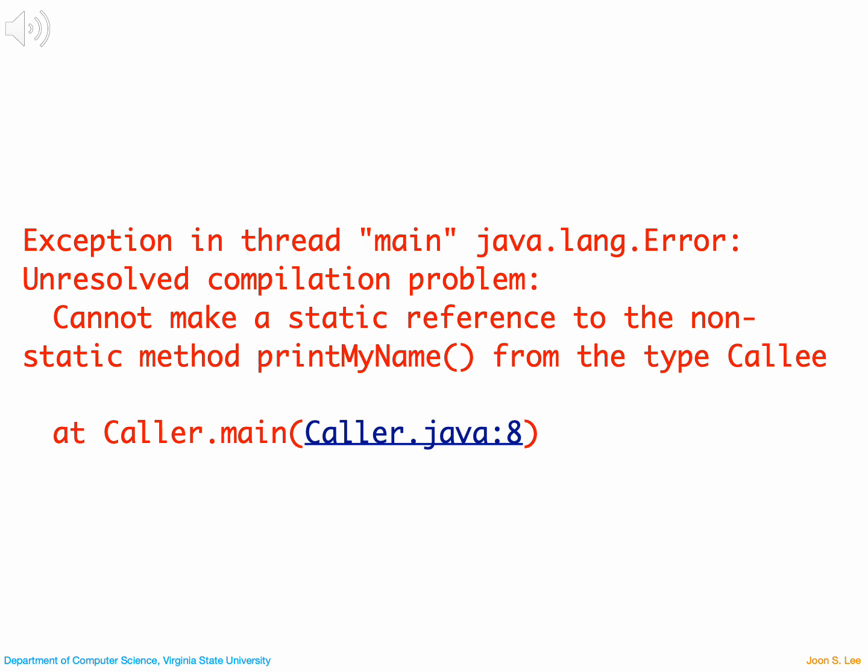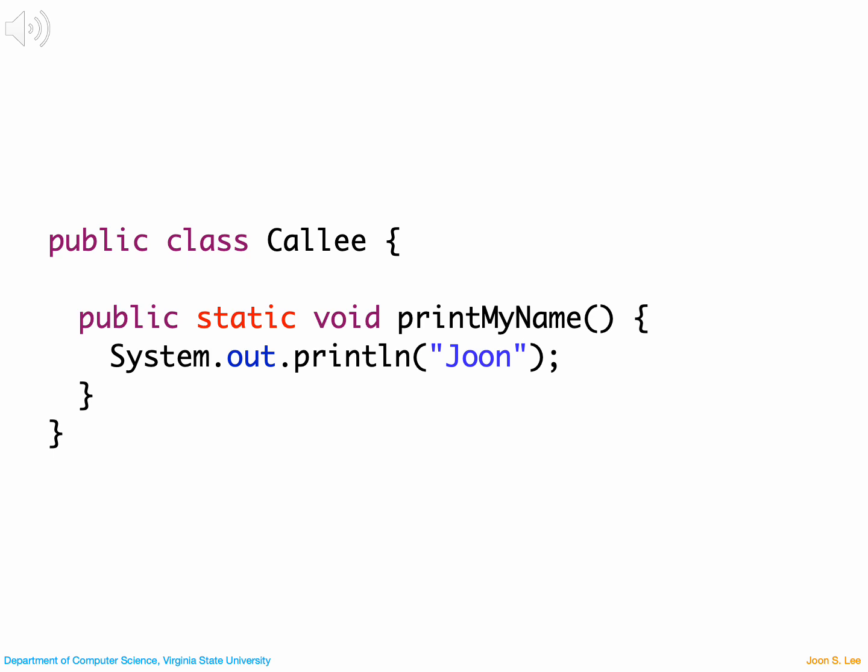Static code cannot directly call non-static methods without an object. Now let's fix the problem by changing the method. Here, printMyName is declared as static. That means this method now belongs to the class itself, not to any specific object.